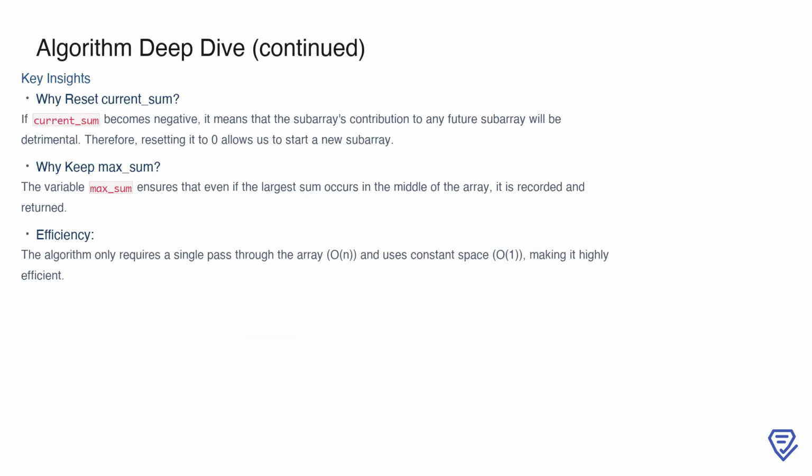There are some important insights behind Kadane's algorithm. First, resetting current_sum to 0 when it goes negative ensures that subarrays with a detrimental impact are discarded. This makes the algorithm efficient at identifying the optimal subarray. The variable max_sum plays a crucial role in ensuring that the highest sum is always preserved, even if the largest subarray sum occurs in the middle of the array. Furthermore, this approach is highly efficient, requiring only a single pass through the array, which gives it a time complexity of O(n). It also has a space complexity of O(1), because it uses only two variables, current_sum and max_sum, without any additional data structures.